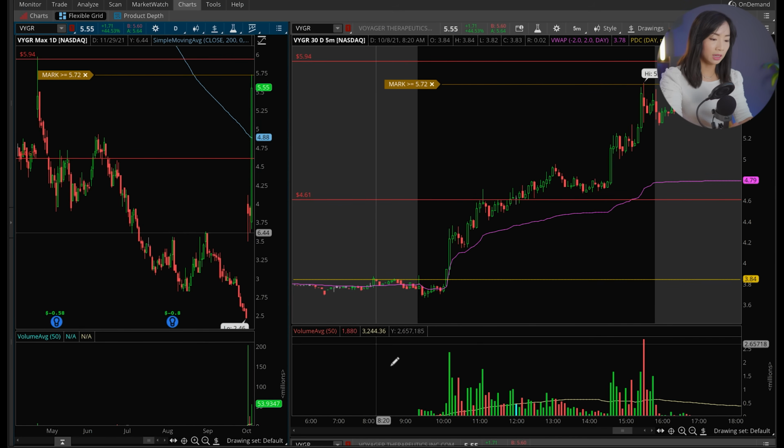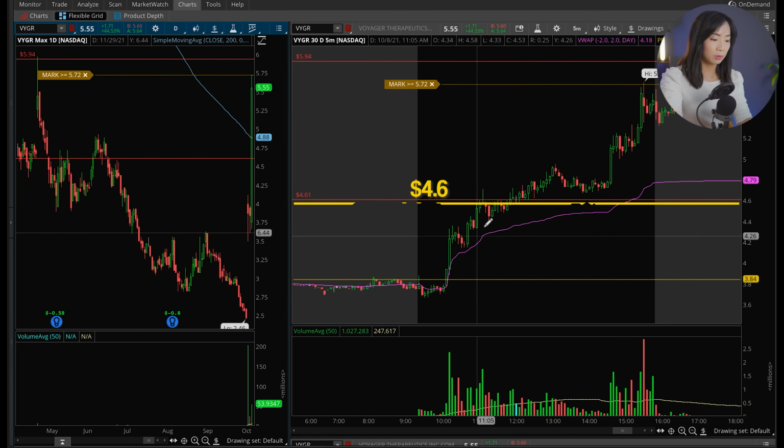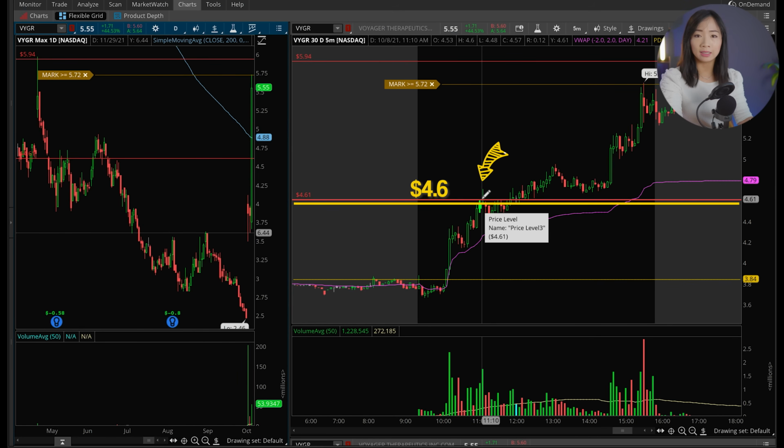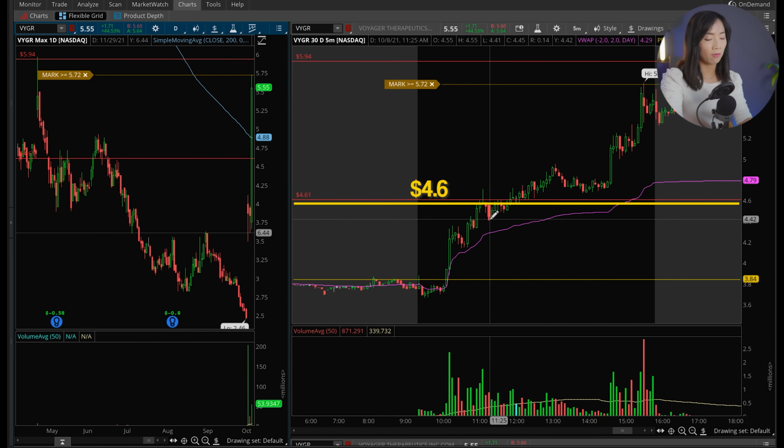A really good example of what that means is on this stock, VYGR. This is the intraday chart. You can see it touched and broke that 460 resistance around 11 o'clock. But if I just jump in and buy the stock right away, I'll be dragged down to about 440. So that'll be a 20-cent loss.